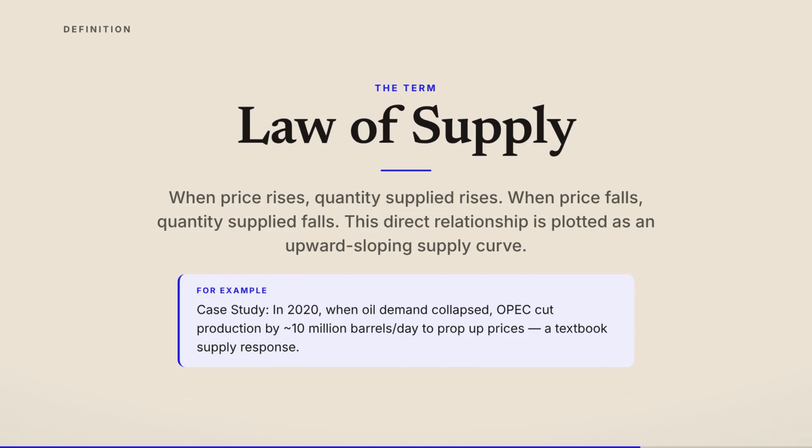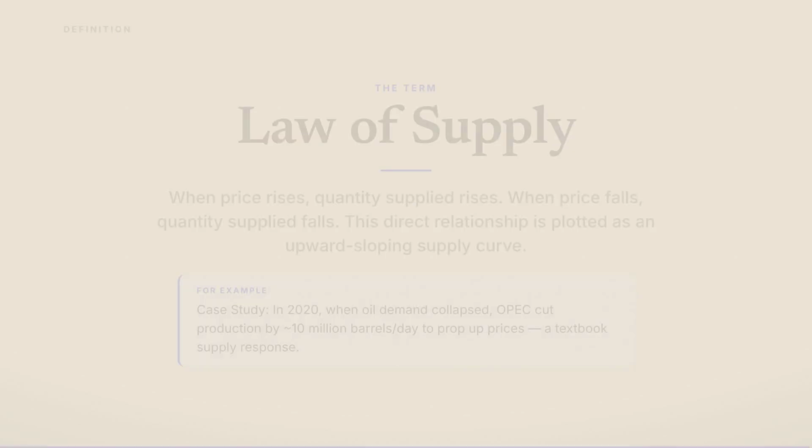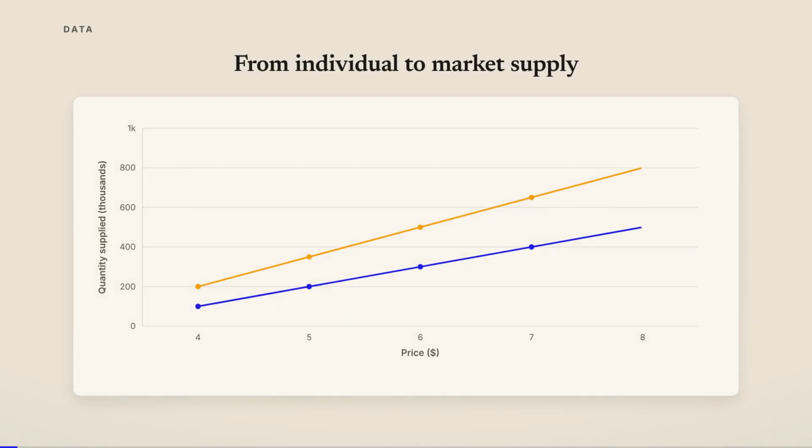A supply schedule lists the quantities producers are willing to sell at different prices. Plot those points and you get an upward sloping supply curve. The higher the price, the more producers want to sell. And just like with demand, individual suppliers combine to form the market supply. Just like with demand, individual supply curves add up to create the market supply curve.